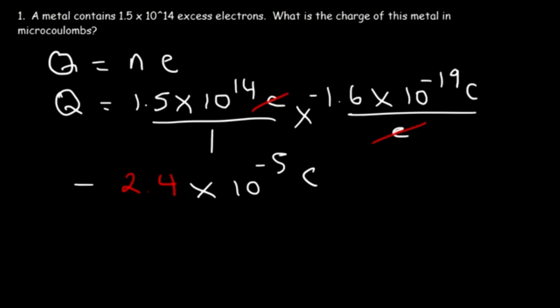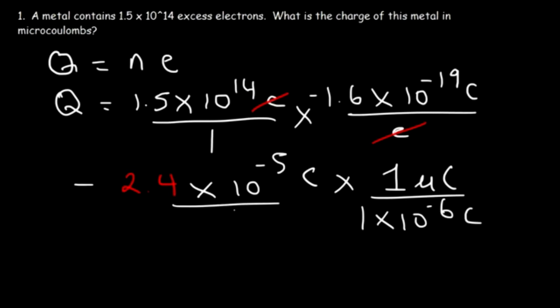Now we want to find the charge in microcoulombs, so let's convert it. 1 microcoulomb is basically 1 times 10 to the minus 6 coulombs. So these units will cancel. And so the final answer is negative 24 microcoulombs.